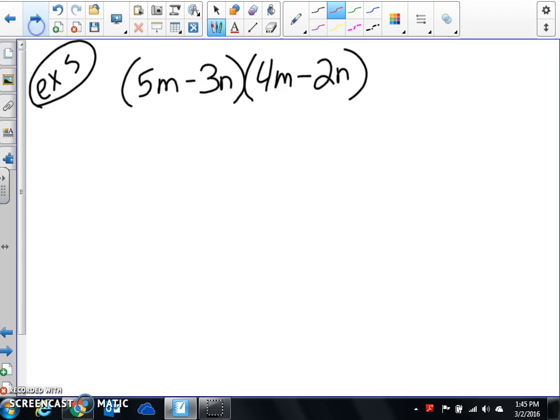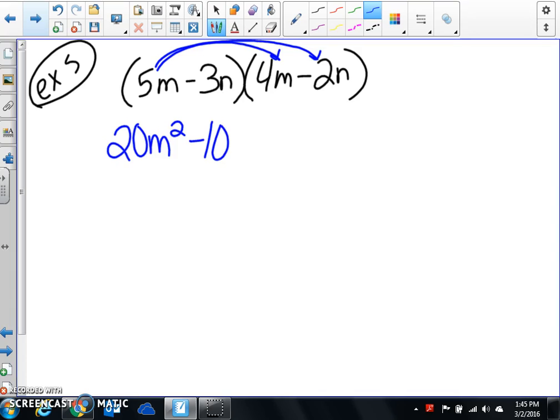Next one. All right, now we still have binomial by binomial, but we've got 2 variables going on. So let's start by distributing the 5m. So 5 times 4 is 20. M times m is m squared. 5 times negative 2 is negative 10, and then I have m times n, which is just mn.